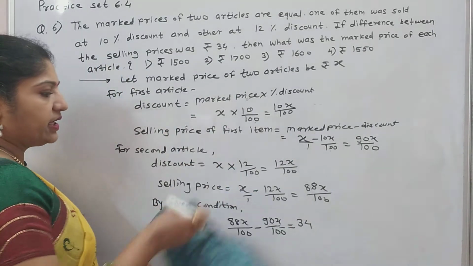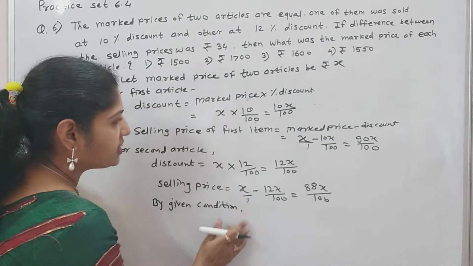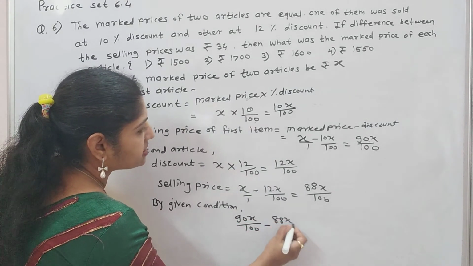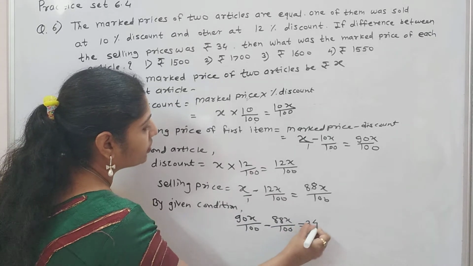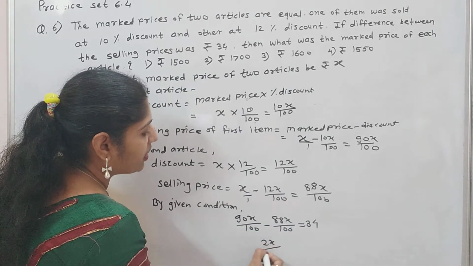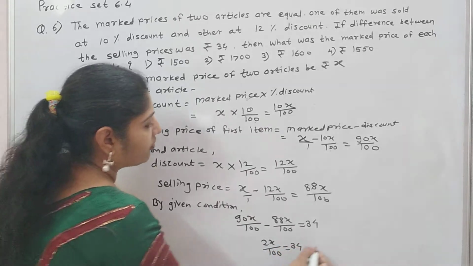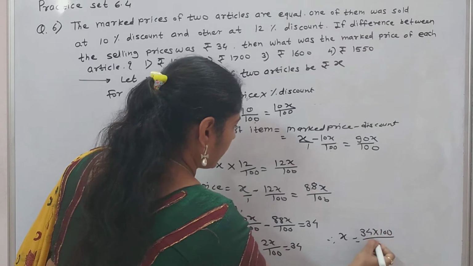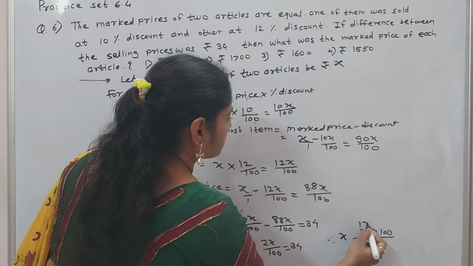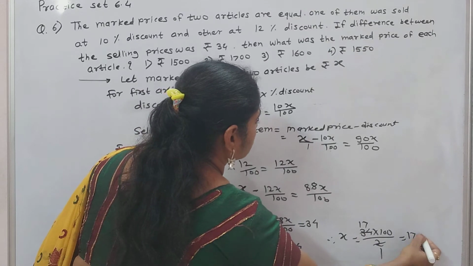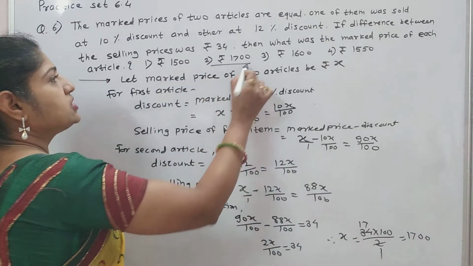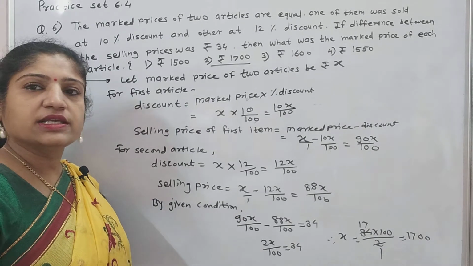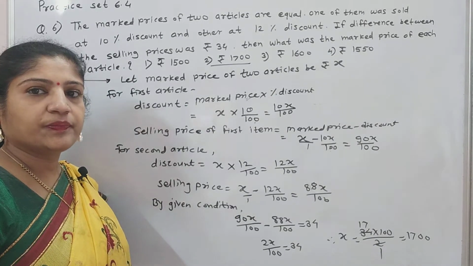So first is the greater number. So difference is 90X upon 100 minus 88X upon 100 equals 34. 2X upon 100 equals 34. So find the value of X. 34 into 100 divided by 2. 2 ones are 2, 17 into 100, 1700. So our answer is option number 2. The equal mark price is 1700.